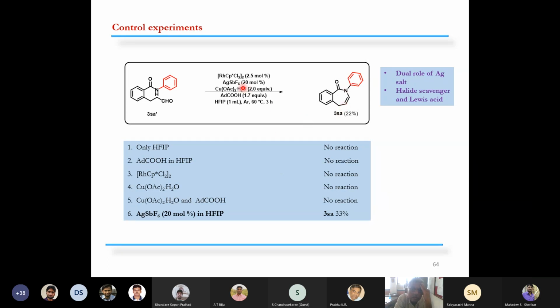But what we thought, sir, silver is already present in the reaction and we need AgSbF6 to activate this catalyst. So other silver salts can also activate this catalyst, but AgSbF6 will activate more. So I thought silver salt is already present in the reaction, so no need to add extra salt because the yield is already 73%. So that's why I did not add extra silver salt.